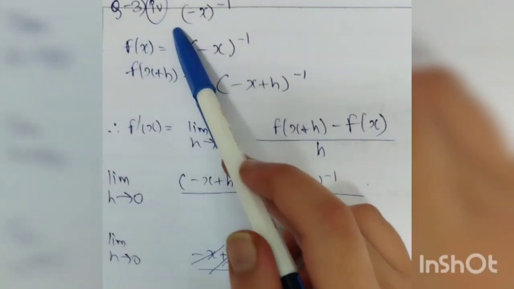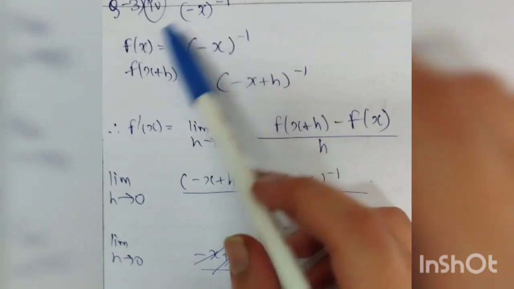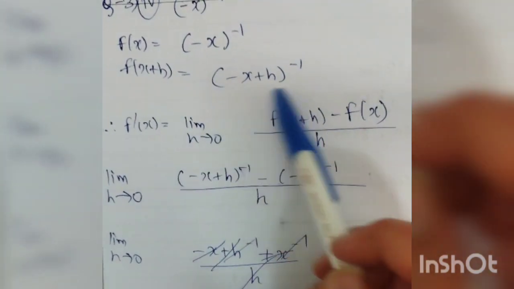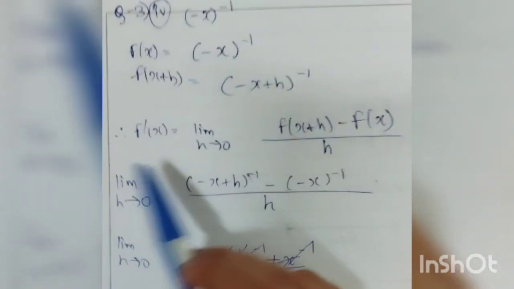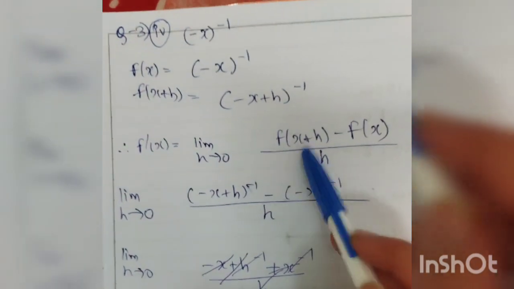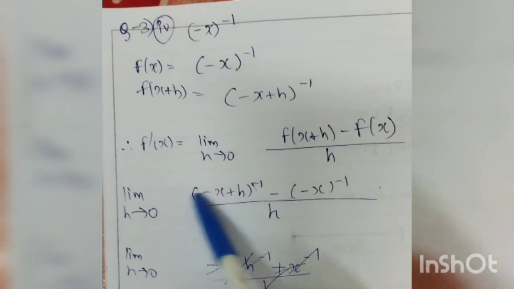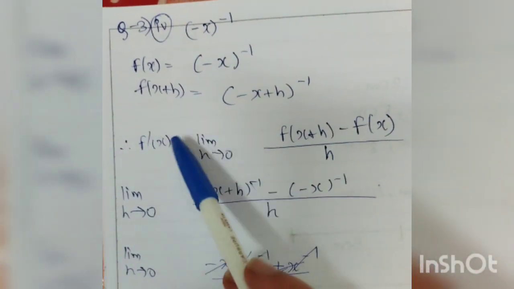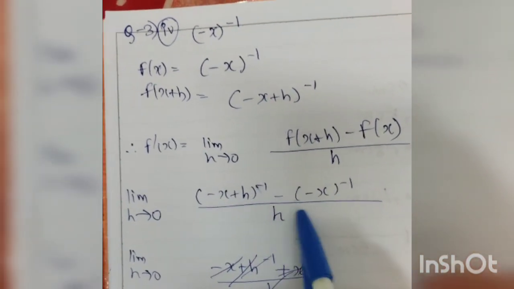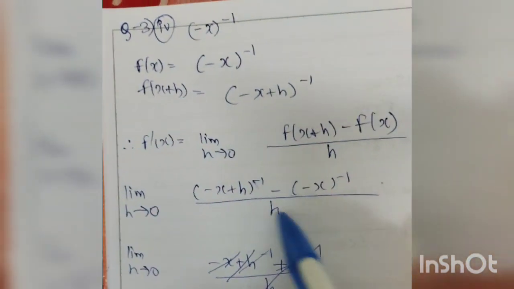This is the question number 3, fourth subpart, where we have to solve this by using the first principle. Now f of x is equal to minus x power minus 1, f of x plus h, you know how to write. Now the first principle formula, f dash of x is equal to limit h tends to 0 of (f of x plus h minus f of x) upon h. Now we have to solve the sum. Now by putting the value of f of x plus h, we have minus (x plus h) power minus 1 and minus the value of f of x, that is minus x power minus 1, upon h.